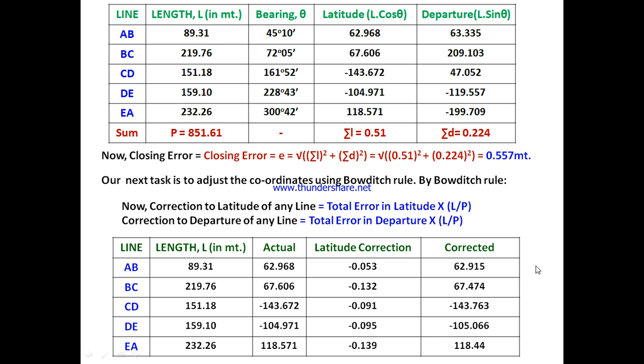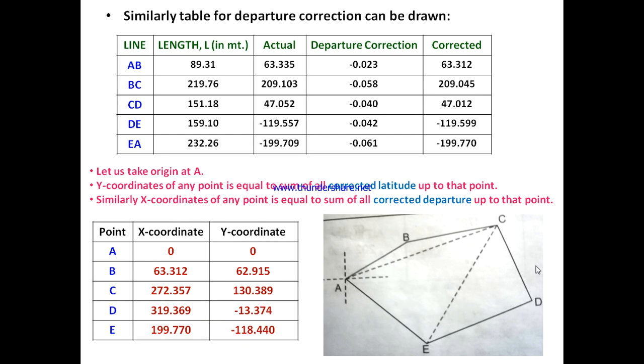In the similar manner, you can add 62.915 plus 67.474, and you will get the value as 130.389. So what I am saying is, in order to calculate the independent coordinate, you just need to sum the previous values of the coordinate. If it is in the minus direction, having a minus sign, then you have to follow the proper sign convention and you can calculate all the proper coordinates.